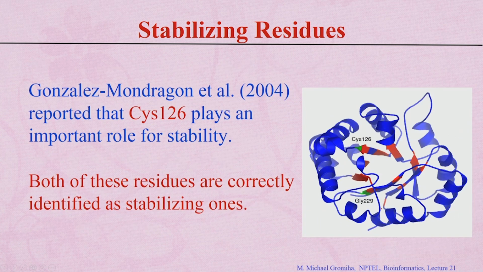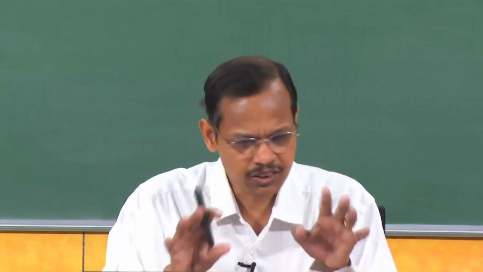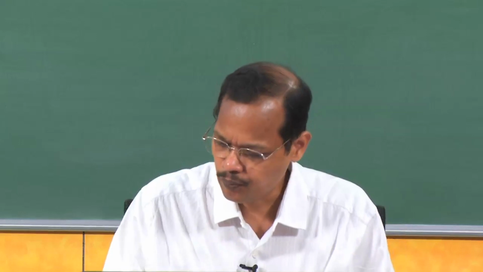Then after some time, after 2004, they identified that 16126 also plays an important role in stability. So, here you see 16126, that is also here, right, and this residue is also identified as a stabilizing residue in this particular protein. Likewise, you can see several residues compared to the experiments. You can see these residues are important for stability, right.